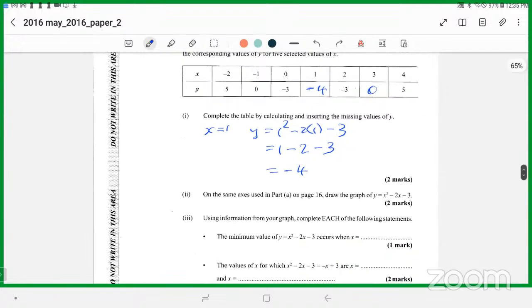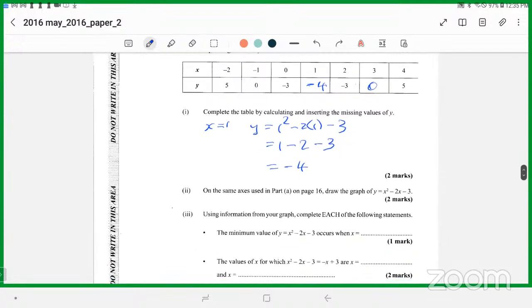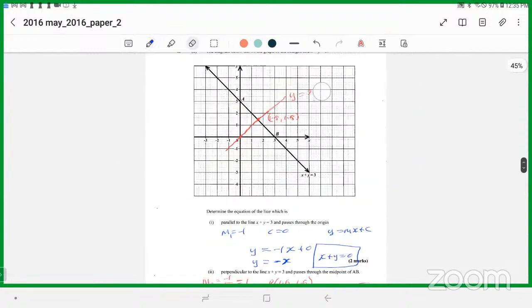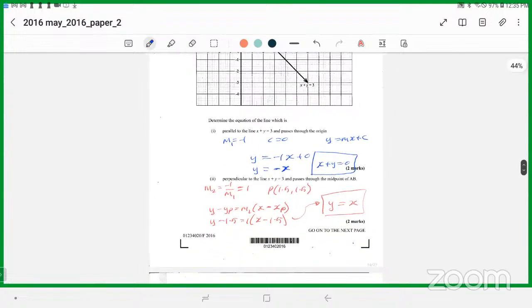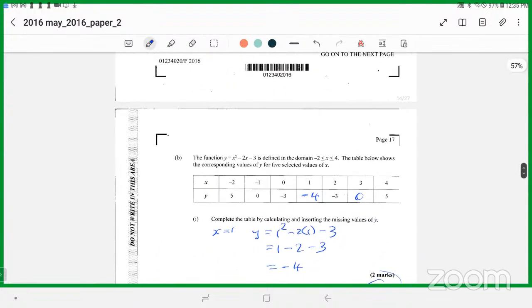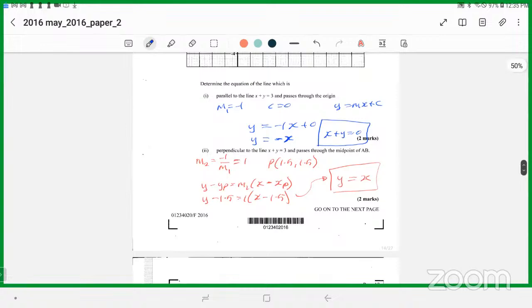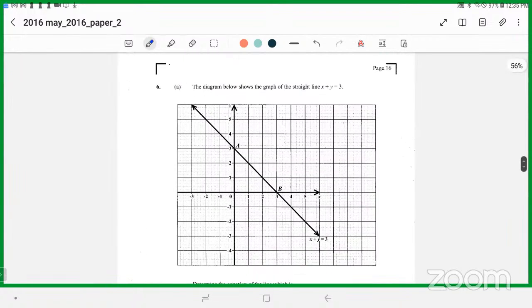It says on the same axis on part 5, draw the graph. So to draw the graph, basically I want to plot these values, plot these points. All right, on the same graph that we have over here with a line. Okay, so we don't want to have these on it. All right, I need to plot these points. So there's negative 2, 5. Let's plot them.